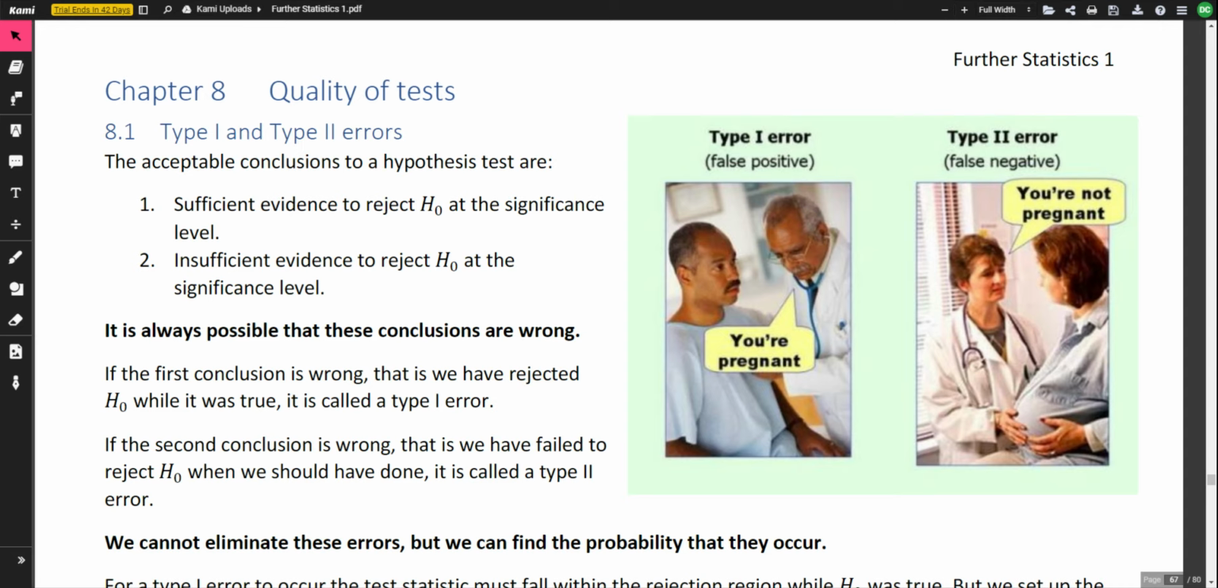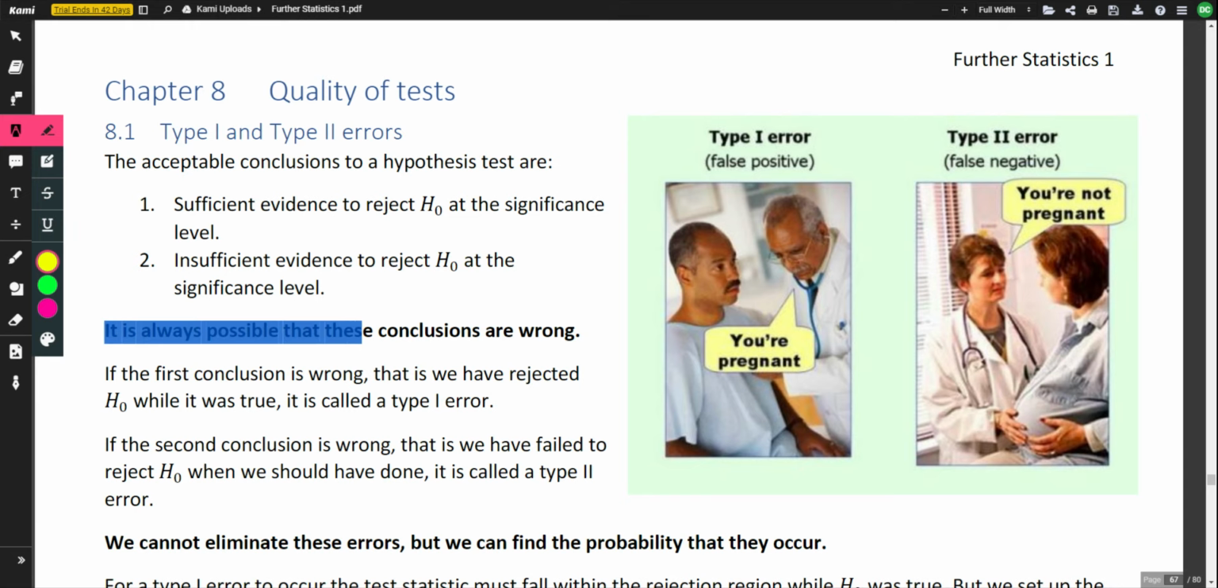The acceptable conclusions to a hypothesis test are: we either have sufficient evidence to reject the null hypothesis at whatever the significance level is, or we have insufficient evidence to reject the null hypothesis at whatever the significance level is. Now do note that it is always possible that these conclusions are wrong. We can never be 100% certain they are correct.